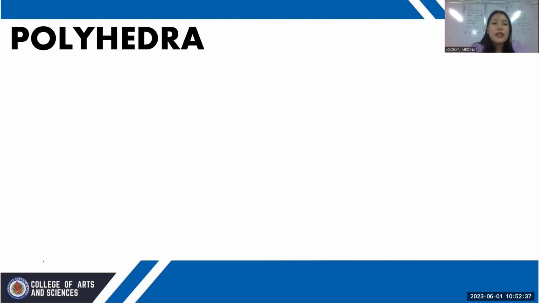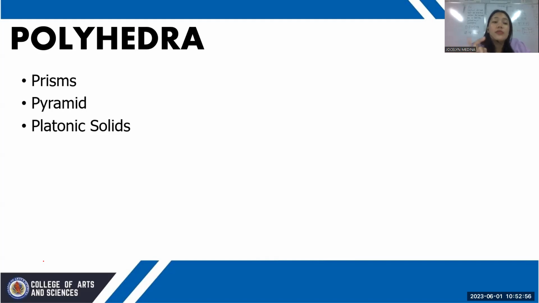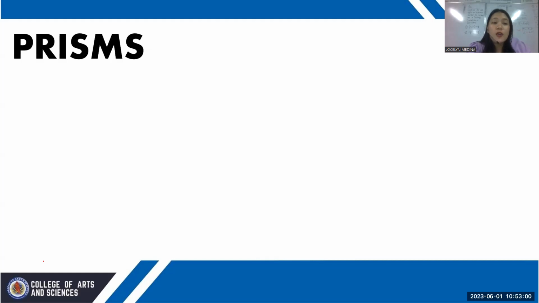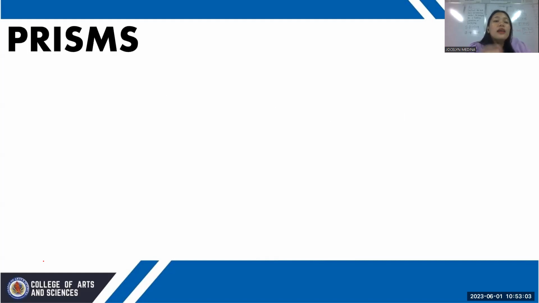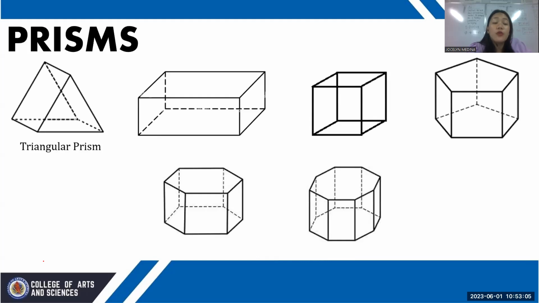Okay? So, again ha, pag sinabi nating non-polyhedra at may curve, we have cone, sphere, and cylinder. Pag sinabi naman nating polyhedra, lahat straight lines. So, meron din tayong tatlo. We have your prism, your pyramids, and your platonic solids. Start tayo kay prism.